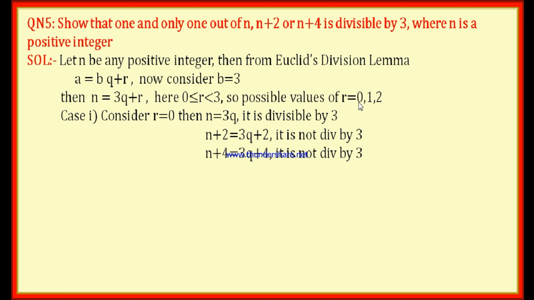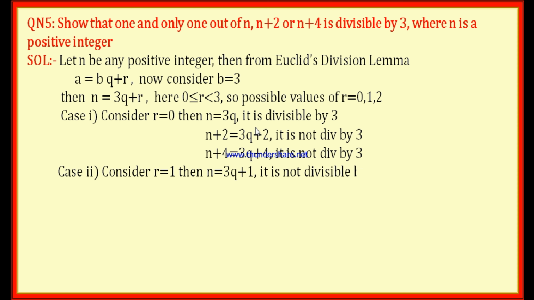Therefore, in the first case, when r is equal to 0, out of n plus 2 and n plus 4, only n is divisible by 3. Only one value is divisible by 3. And the second case now. Second case means the second value of r, that is r is equal to 1. Consider r is equal to 1.